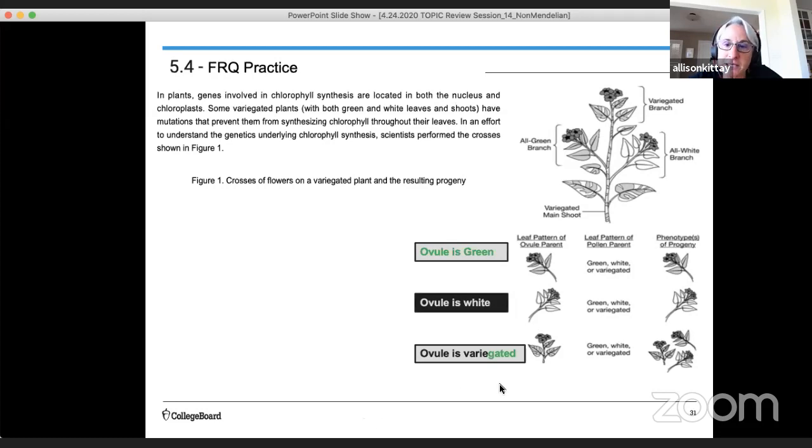What I want you to see is the outcome of the leaf. You can have green, you can have white, and you can have a combination of green and white, which is called variegated. In this case, when the ovule is green, the progeny is green. It doesn't matter what the pollen that fertilized that ovule is. It could be green, white, or variegated. The progeny is green. Ovule is white, same deal. We get white progeny regardless of the pollen. When the ovule is variegated, again, it doesn't matter. We're going to get variegated.